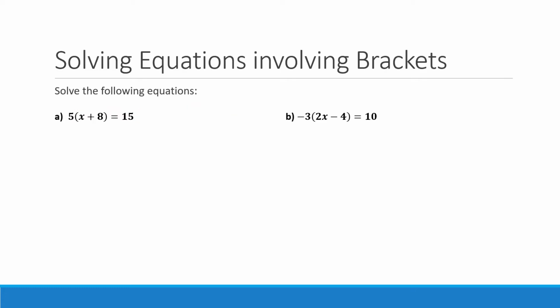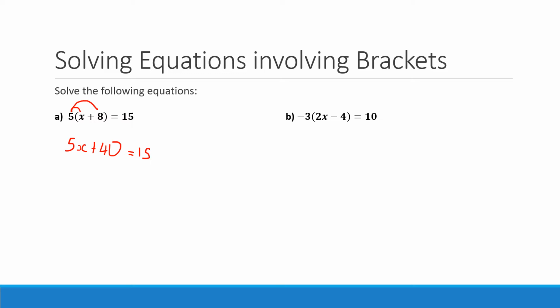Okay, so when we solve these equations now, students, the key step is expanding our brackets first, collecting like terms if there are any, and then rearranging and solving as you normally would. So in this situation, we have to expand our brackets first. So 5 times x is 5x, plus 5 times 8, which gives us 40, and that equals 15. There's no like terms, so we can keep rearranging.